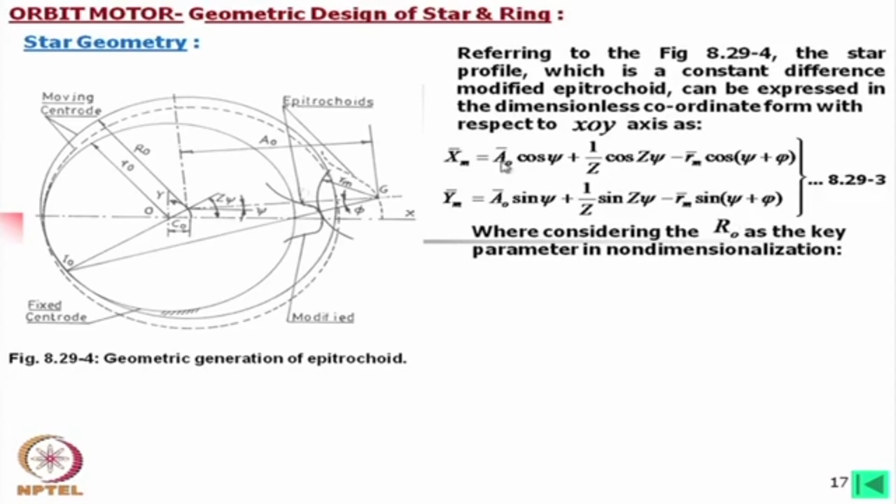This is A0 by R0, and this is small r0 by capital R0, sorry, this R0 minus small r0 by this capital R0. Geometrically you can easily find this out. So, we have not considered this part. So this is to show this dimensionless form.